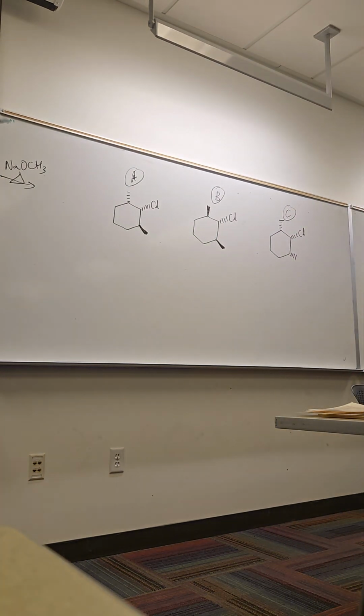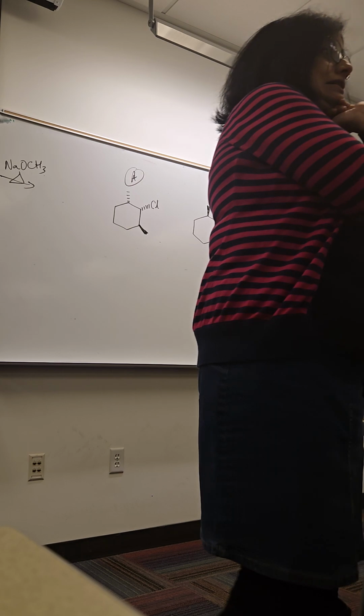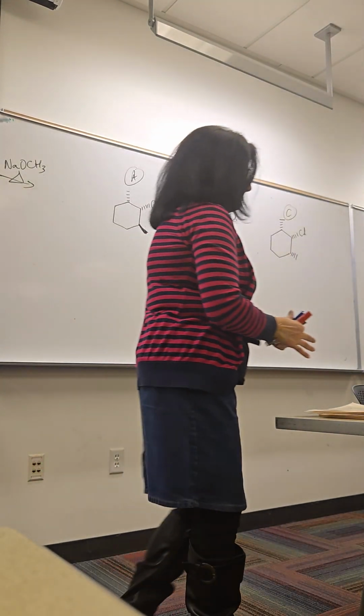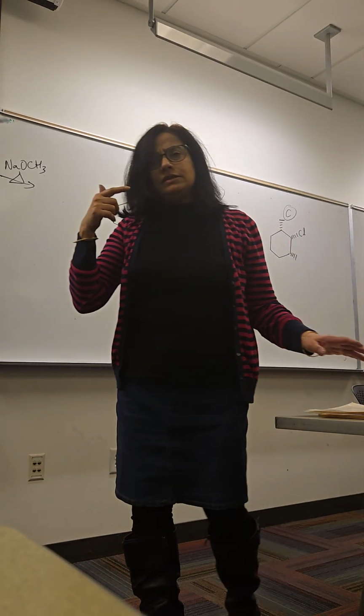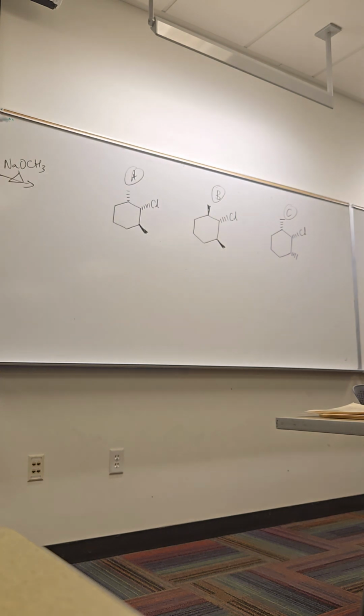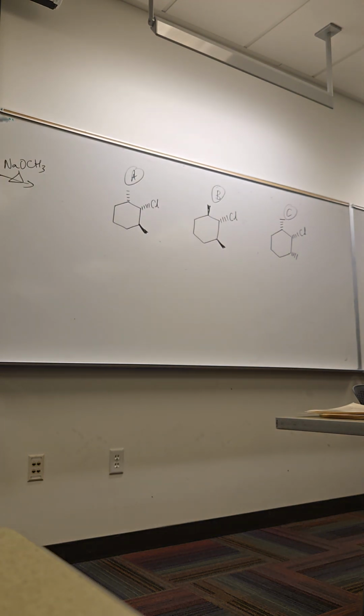So go ahead, think about it. Give me the answer. Wedge up, dash down. Can you explain it? Let's think about this. Again, the idea is that the carbon-leaving group bond and the beta carbon hydrogen bond have to be opposite, anti. Otherwise E2 can't happen.